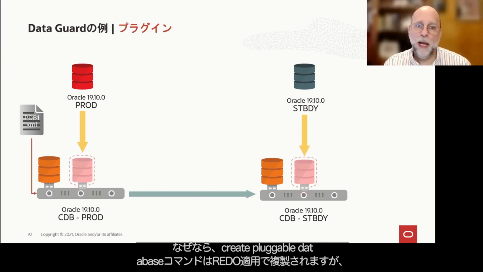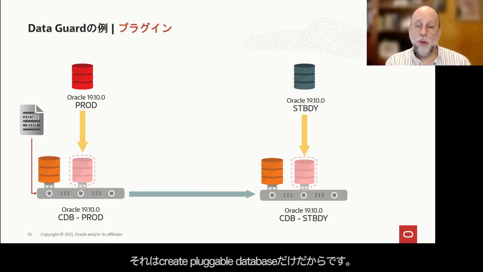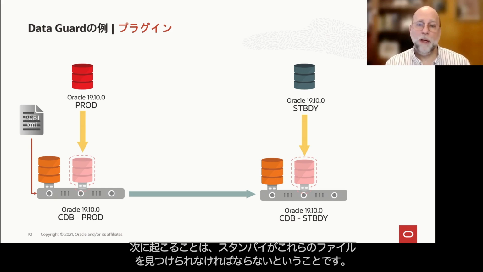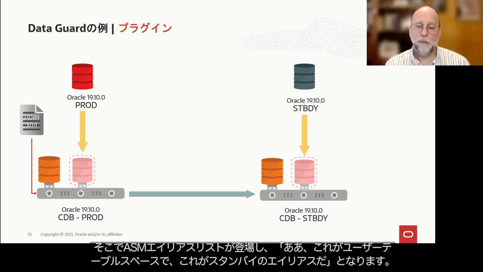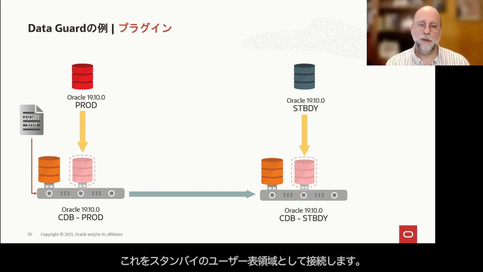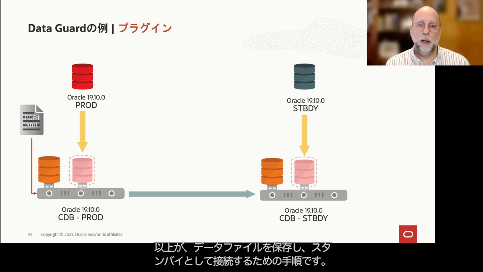Because that create pluggable database command gets replicated over the redo apply, but it's only create pluggable database. What has to happen is now your standby has to be able to find those files. And that's where that ASM alias list comes in. And it says, oh okay, here's the user tablespace, and here's the alias on my standby. I plug that in as the user tablespace on the standby. So that's the steps involved in preserving your data files and plugging in as a standby.